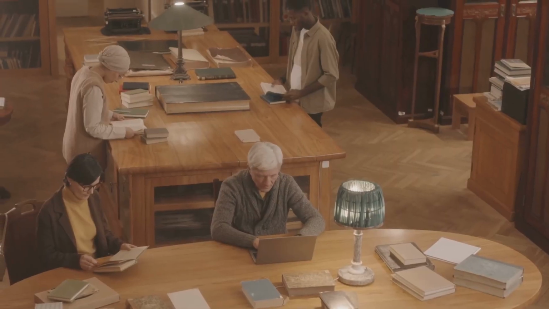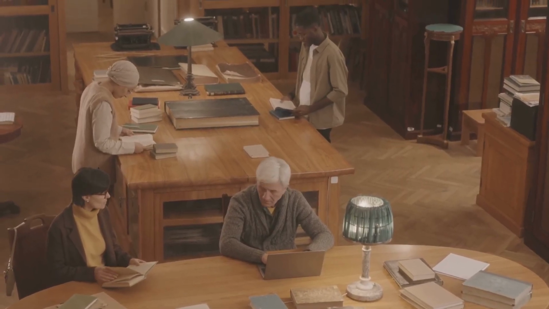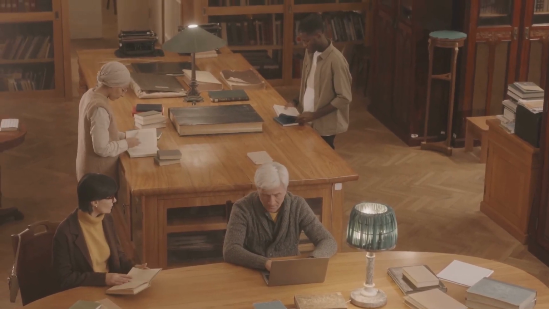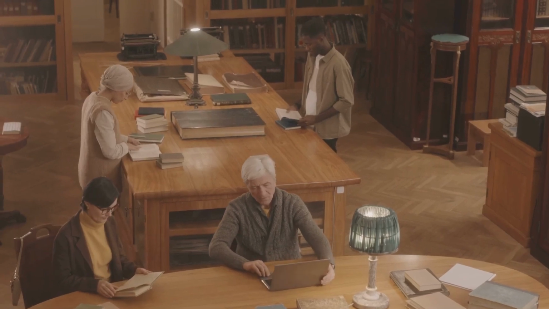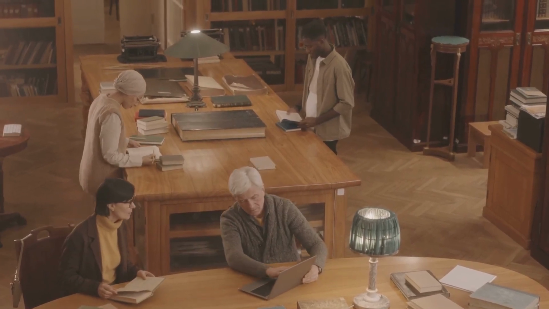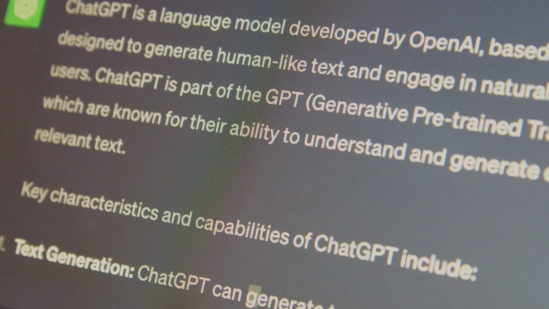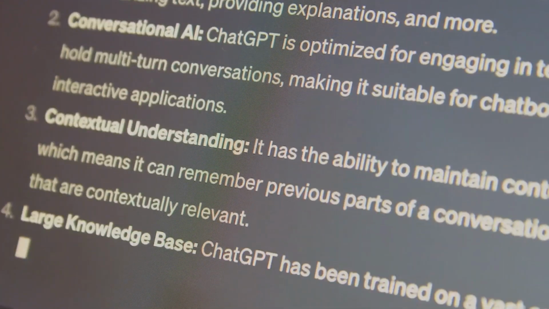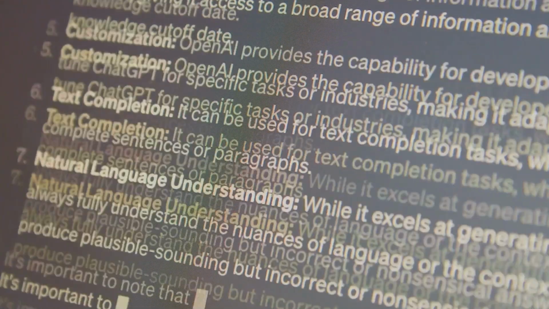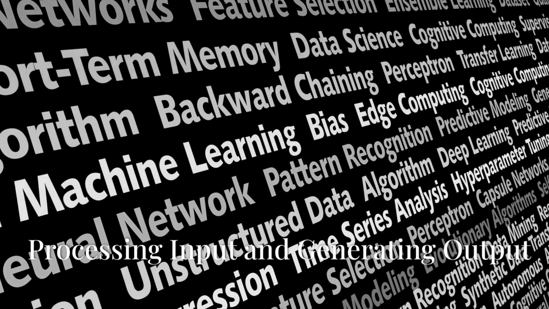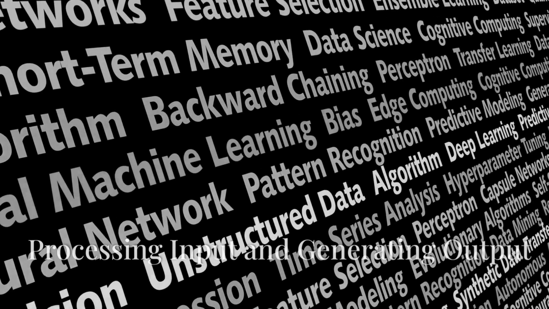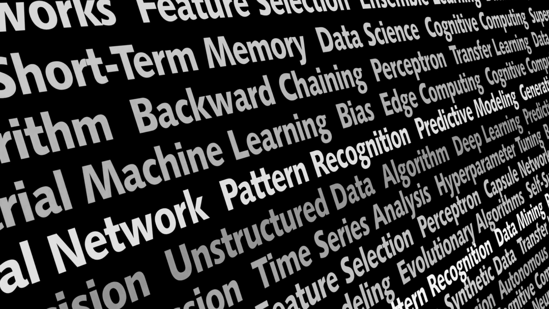Similarly, GPT is trained on an enormous amount of text data from the internet, like having read every book in a vast library. This training helps it understand grammar, facts about the world, and even some reasoning skills. Let's see how GPT processes your input and generates a response.